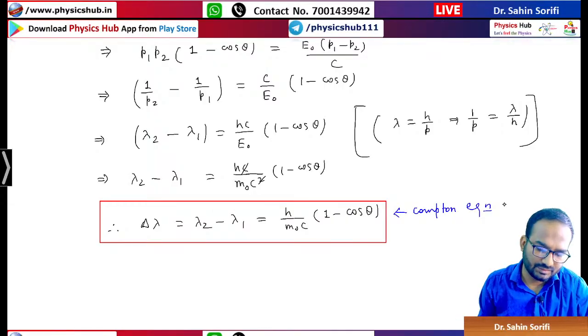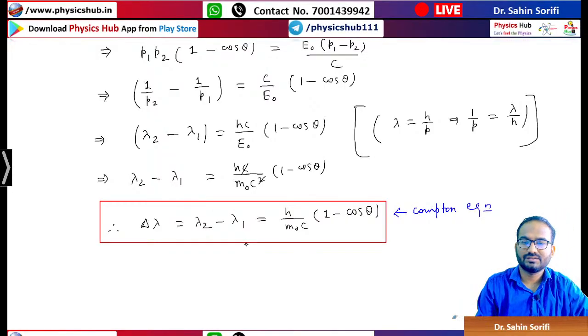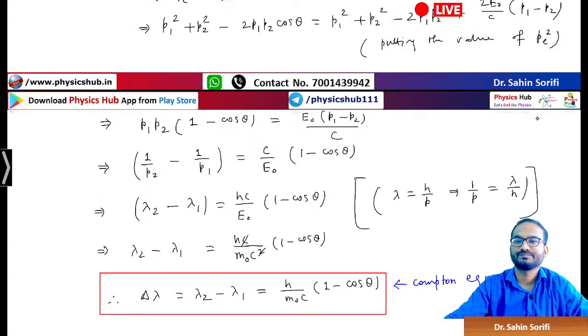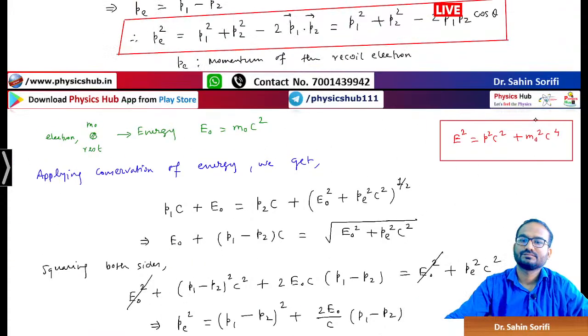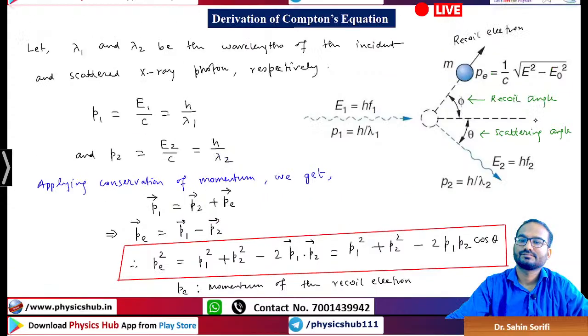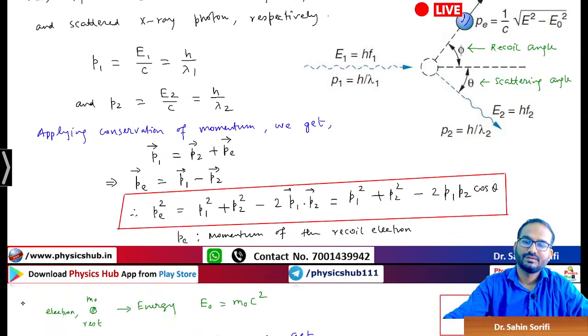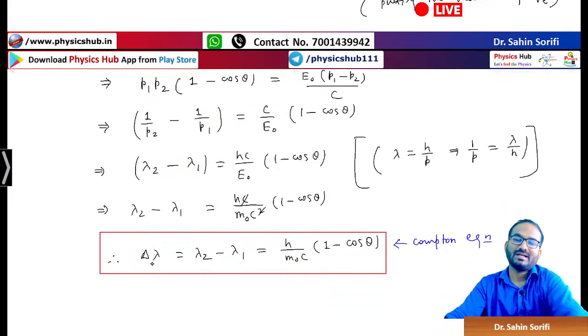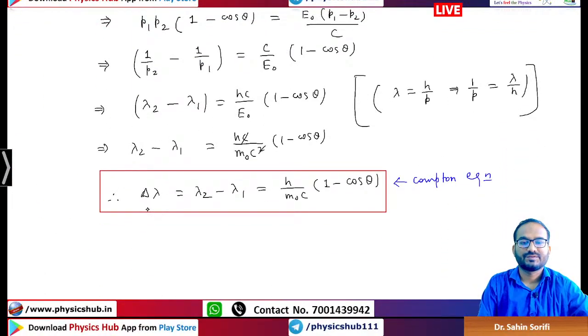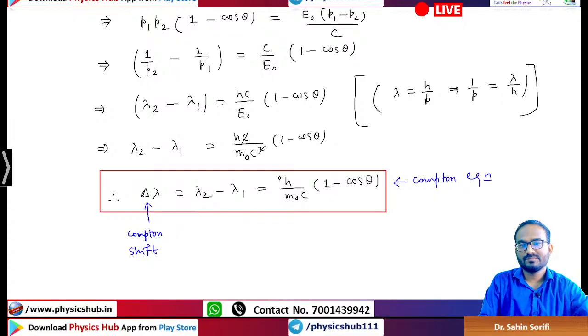Is a scattered electron called a recoil electron? Yes, the scattered electron is known as the recoil electron. We have written the scattered electron is the recoil electron. So this delta lambda is known as the Compton shift, and this h by m naught c term is known as the Compton wavelength.